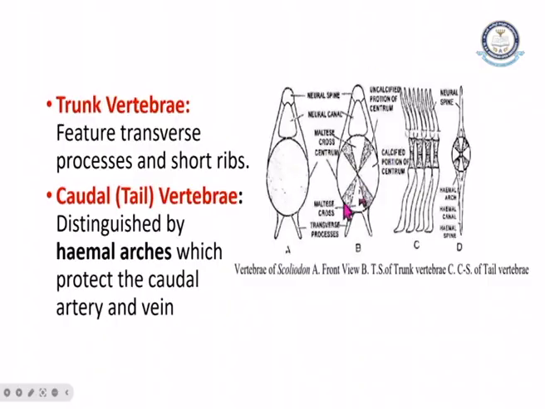Coming to the vertebral column, approximately 130 vertebrae are present, and the type is amphicoelous, or concave at both ends. Structurally, the centra articulate end to end with the notochord persisting in the hollows. The trunk vertebrae feature transverse processes and short ribs. Here in this picture you can view all this. Caudal means the tail vertebrae. There are haemal arches which protect the caudal artery and vein.